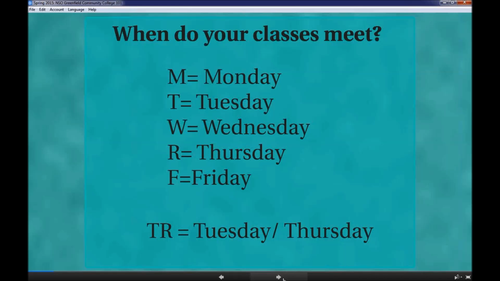Usually the point of confusion that we experience with students would be a Tuesday-Thursday class. Here at GCC, Tuesday is designated by T, Thursday is designated by R. So sometimes students see the designation TR on their schedule. They assume that that means Thursday only. That does not. If you see the designation TR, that means Tuesday and Thursday. If it's a Thursday only class, you will see that R designation.